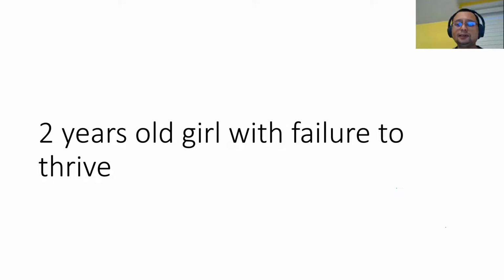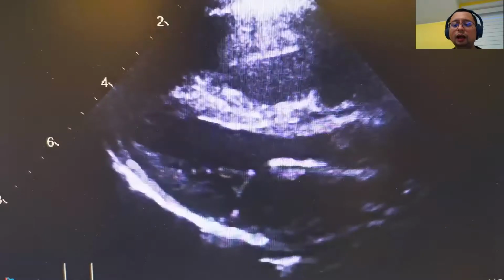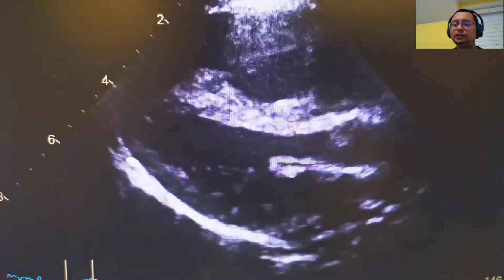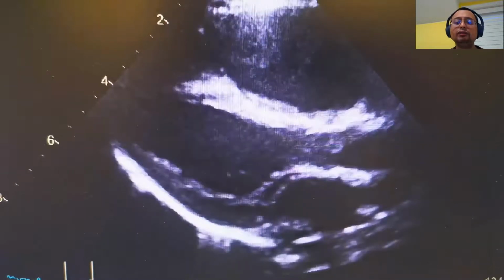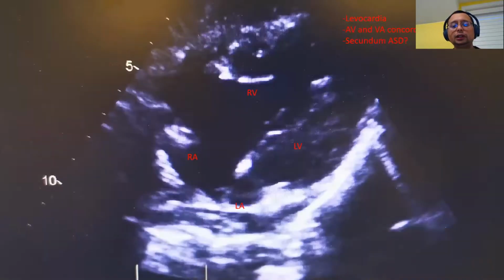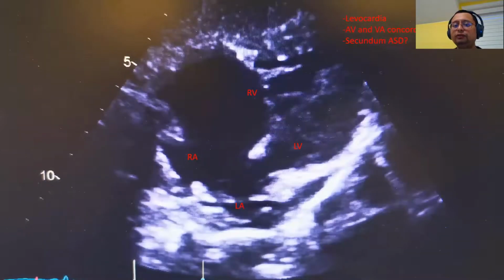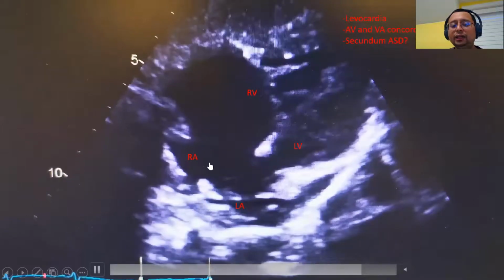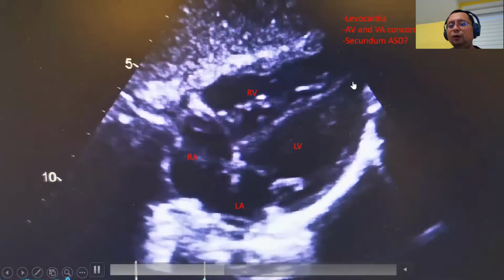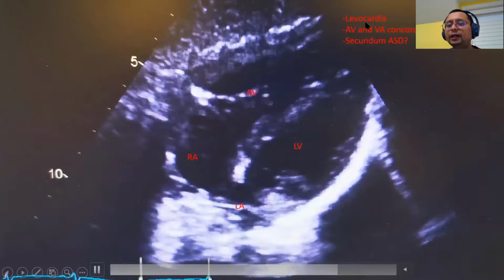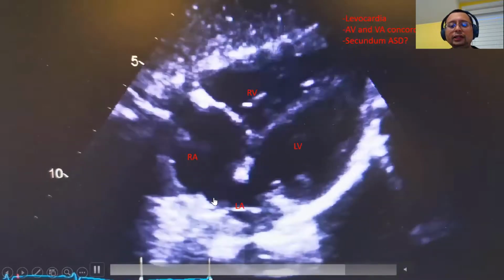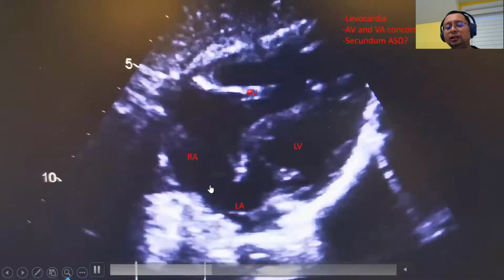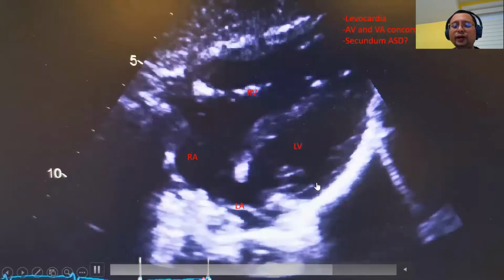Okay, I give you another example. This is a 2-year-old girl with failure to thrive. Again, you can see a parasternal long axis view with right-sided heart dilatation. Again, we have to ask the question, what is the reason for right-sided heart dilatation? So this is subcostal view. So this is LA, LV, RA, and RV. I hope you understand already what I mean by levocardia. Apex is towards the left side. There is AV and VA concordance, and there is echo dropout here. Is there secundum ASD? So you have to find out.